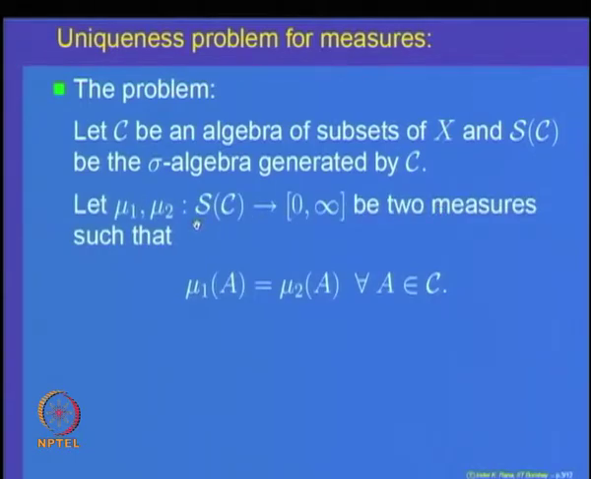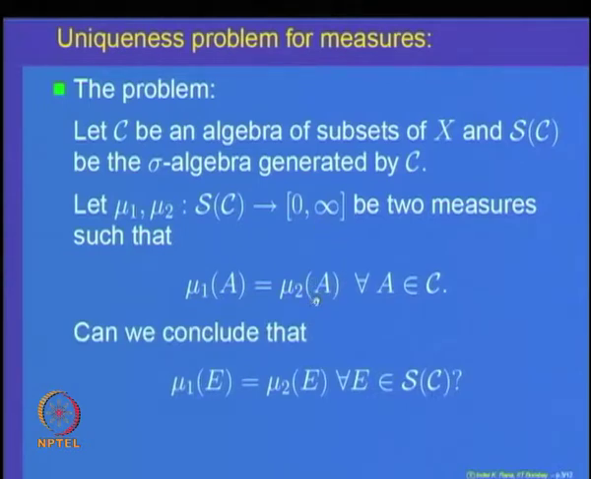We have got two measures mu 1 and mu 2 defined on the sigma algebra generated by C, such that mu 1 of A is equal to mu 2 of A for every A belonging to C. So, for all elements in C, mu 1 and mu 2 agree. The question is, can we conclude that mu 1 of E is equal to mu 2 of E for every element in the sigma algebra generated by C. So, this is a general uniqueness problem which plays a role later on when we extend measures to general settings.